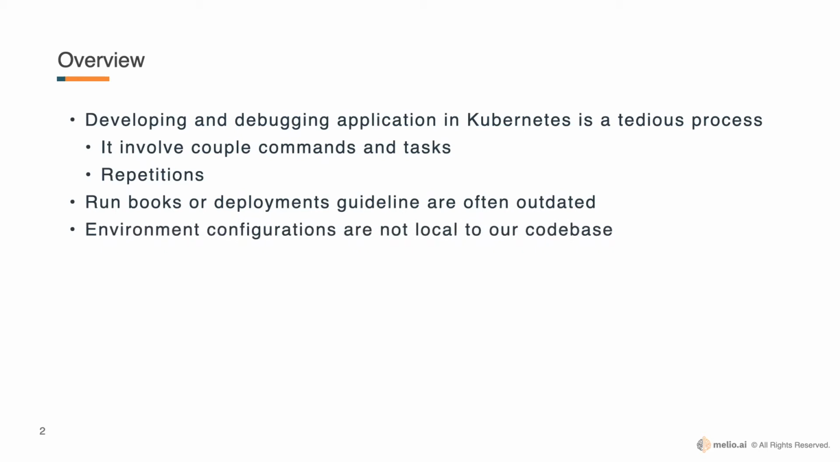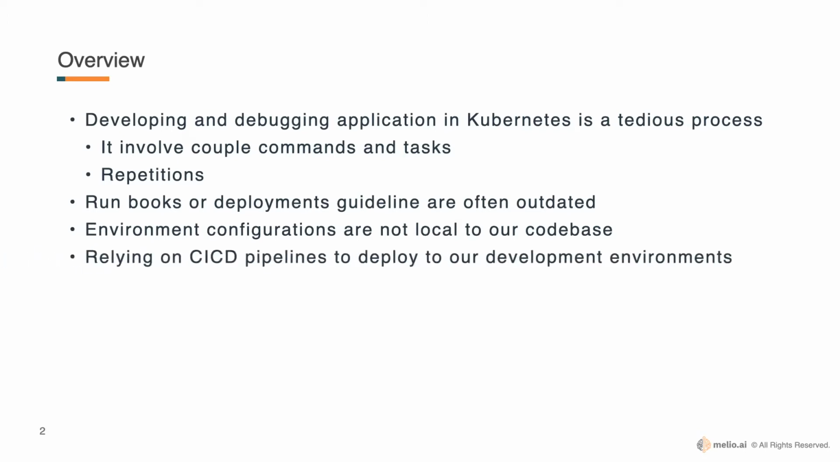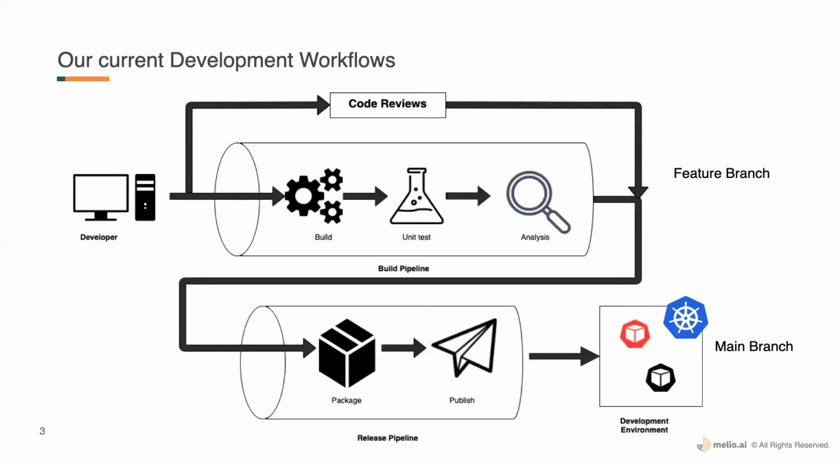If we look at our configuration, sometimes it's not very local to our code base. When things are not local to our code base, we don't care about them that much. We feel like it's somebody else's responsibility. Things like the Helm charts are defined somewhere else, and we're just concerned with packaging our code and pushing it. A lot of times we start relying on our CI/CD pipelines to deploy to our development environment, and that's when we can start testing. Basically, this is what our CI/CD pipelines look like.